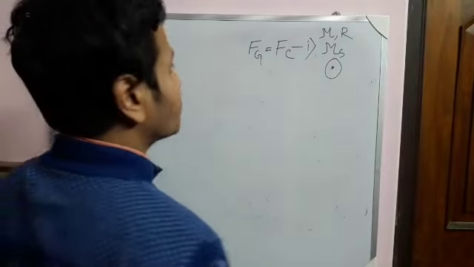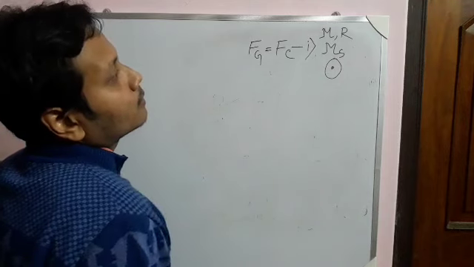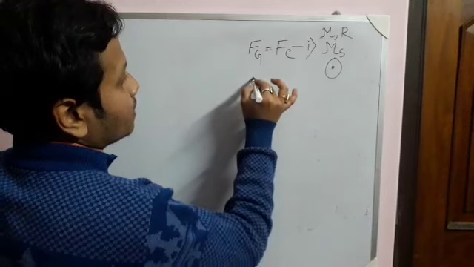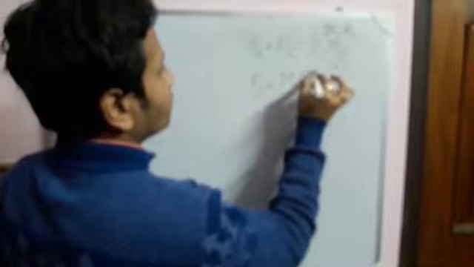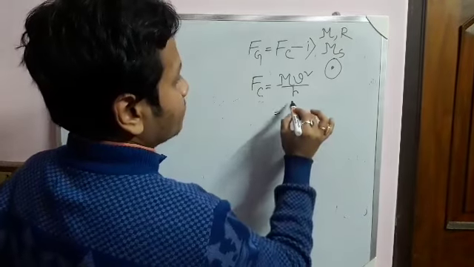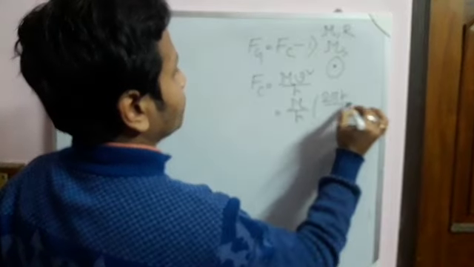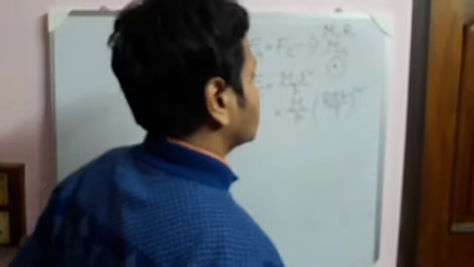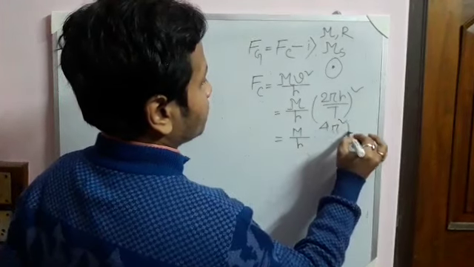Gravitational force of attraction must be equal to the centripetal force, that we all know. Now what is my Fc? My Fc will be m v square by r, provided the radius of the orbit is r. So we can write m by r, v we can write 2 pi r by T, where T is the time period of revolution. So simply we can write m upon r into 4 pi square r square.